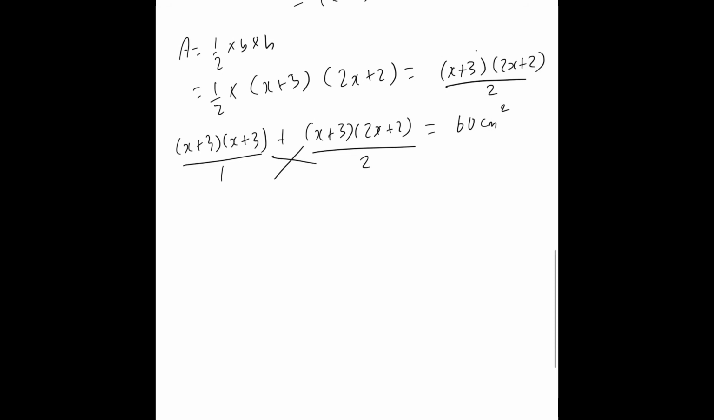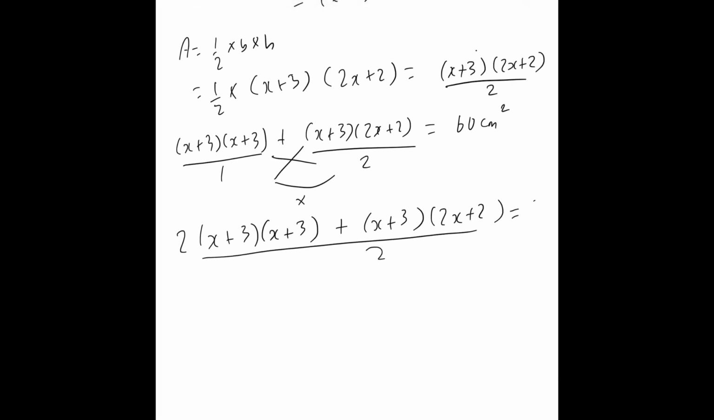You're just going to cross multiply this together to get a nice value. Based on looking at this, we're going to have (x + 3)(x + 3) plus (x + 3)(2x + 2). Now once you do that, you're going to divide it by 2, and it's equal to 60.